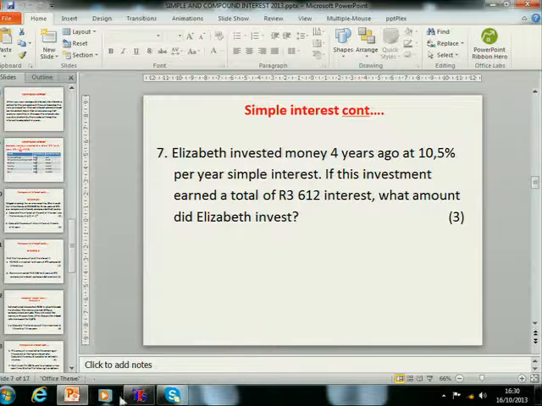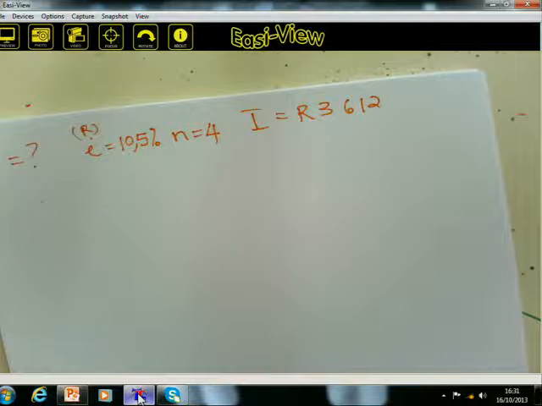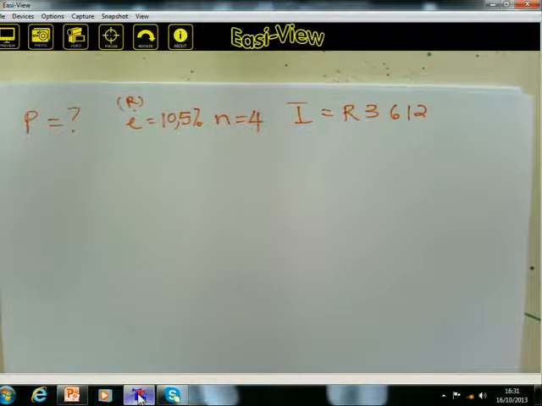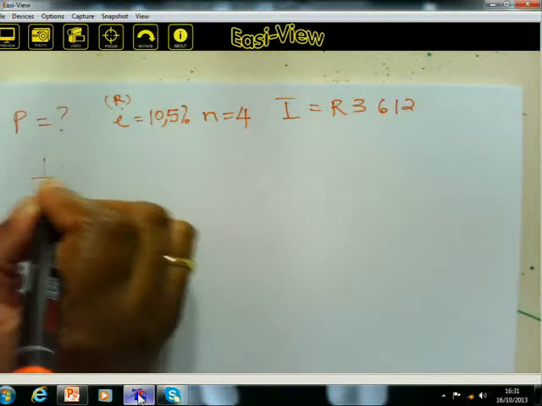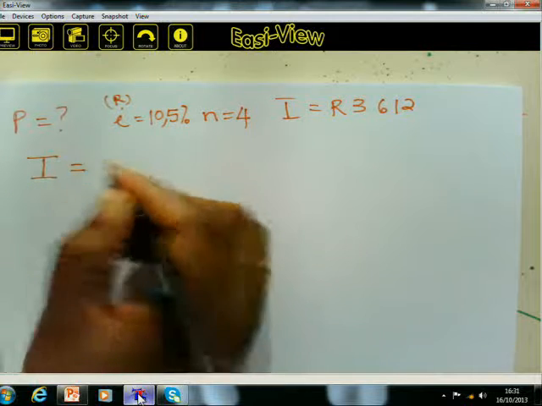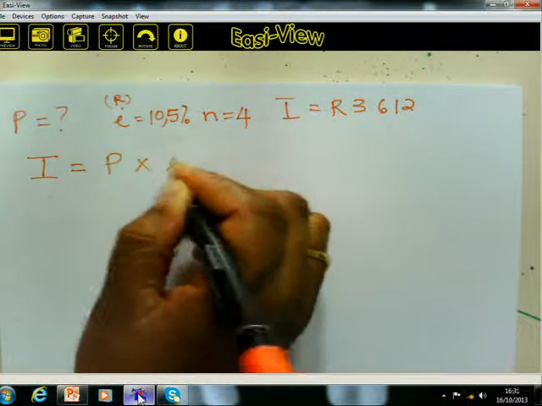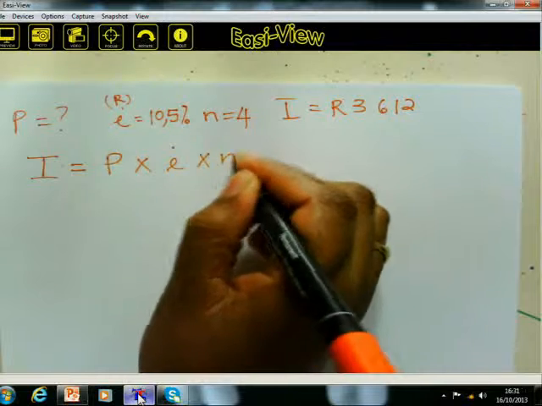So now let's try to solve it. Principal amount, we don't have a principal amount. The interest rate is 10.5%. And then the number of years, we have 4 years. And then the total interest earned is 3,612. So now let's see, do you still remember the formula? The formula is interest is equal to principal amount multiplied by the rate multiplied by n.